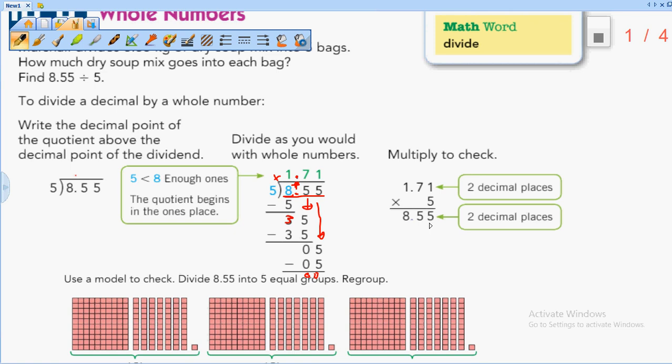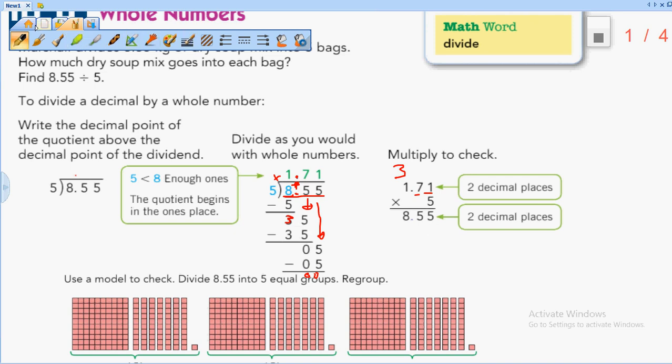If you want to check if your answer is correct or not, you have to take the quotient and the divisor and multiply them. 5 times 1 is 5, 5 times 7 is 35. 5 times 1 is 5, with 3 is 8. And here we have, like what we took before, 2 decimal places here. So the answer must contain the same.